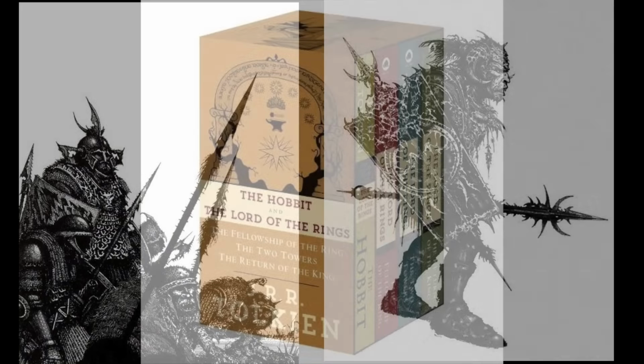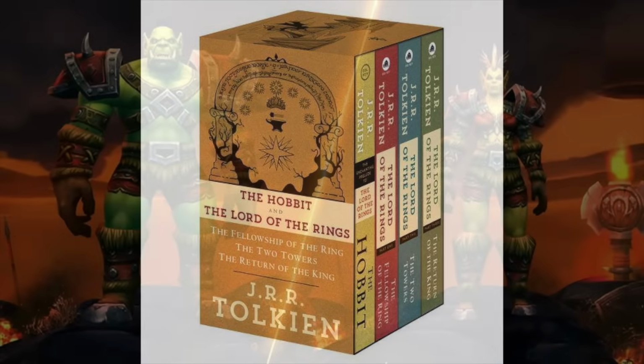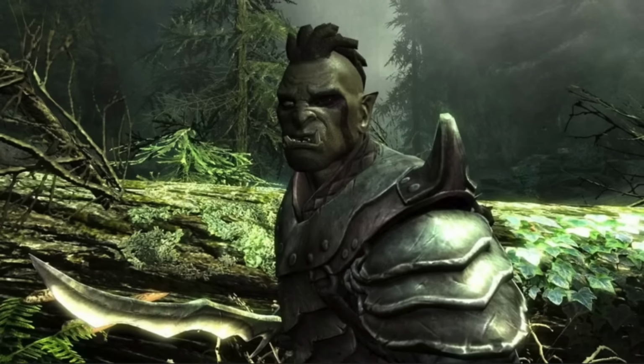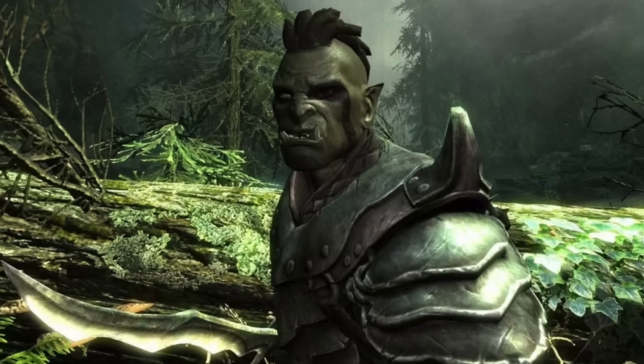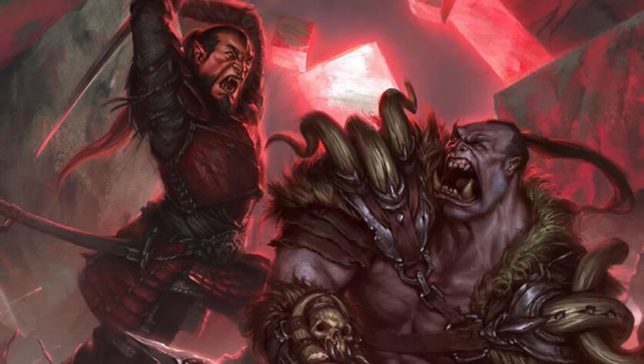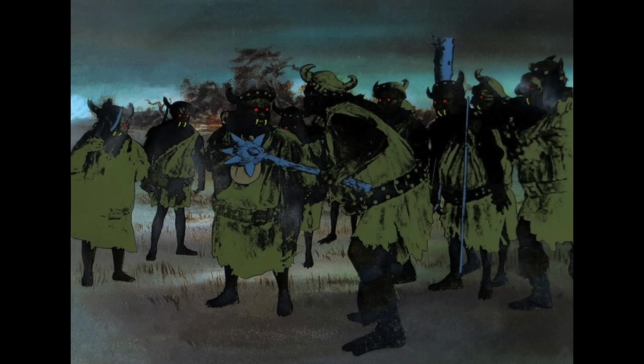So, since Lord of the Rings and The Hobbit, orcs have been featured in a wide variety of fantasy fiction, novels, games, films, etc. They have become a common archetype in fantasy, and they have been adapted and reinterpreted by many different authors and game designers in various forms.